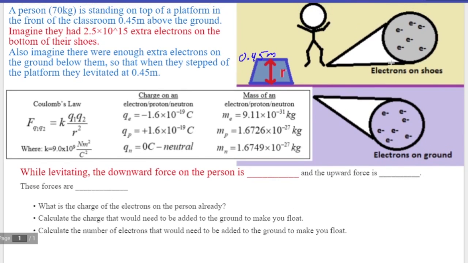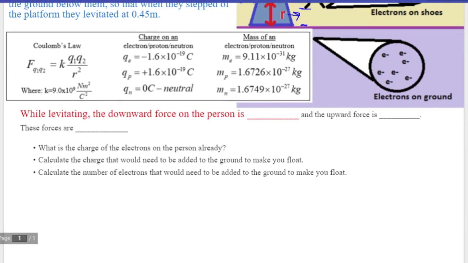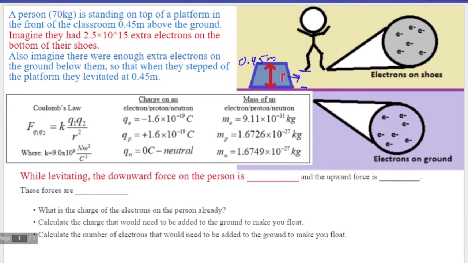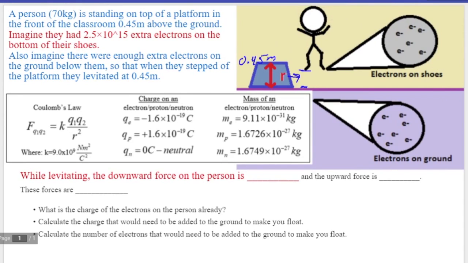So here's our picture over here to the right showing that, right? I see them, they're levitating. The distance from here to here is that 0.45 meters. Awesome. While levitating, the downward force on the person is what? So basically what this is asking is that as this person levitates, what is pulling them down? So in other words, we have to draw a free body diagram. What force does the person feel pulling them down towards the center of the earth?